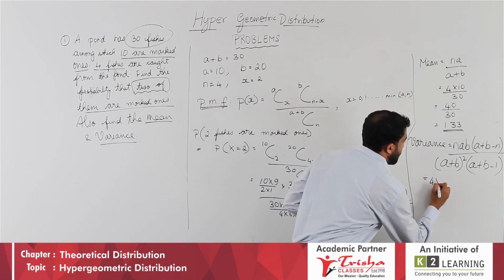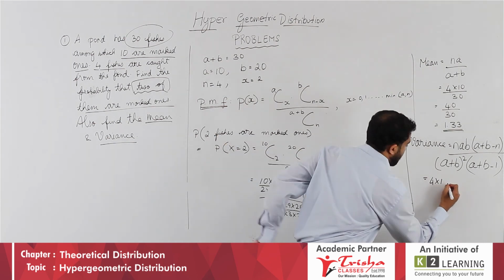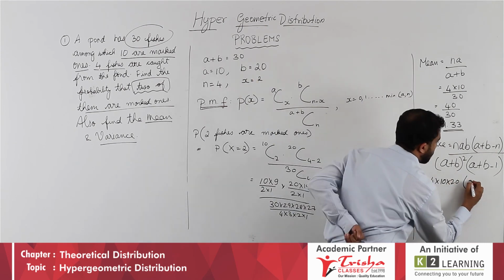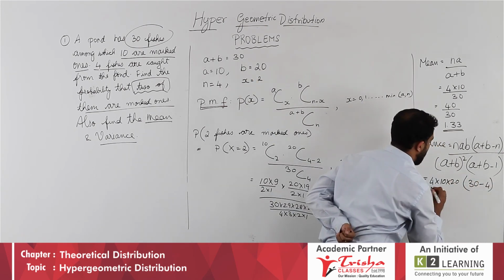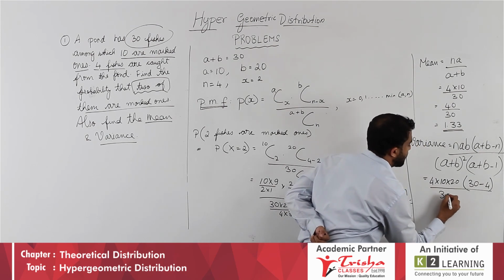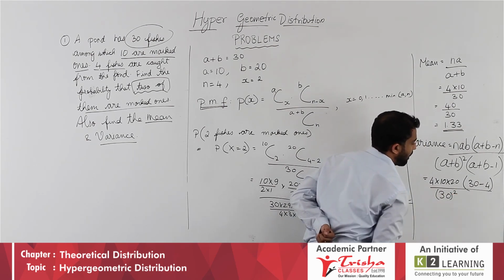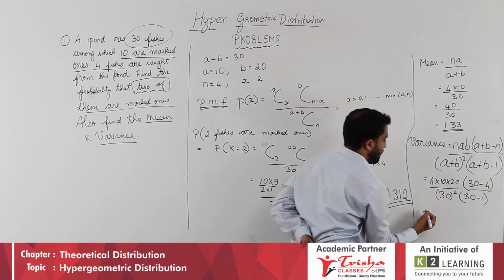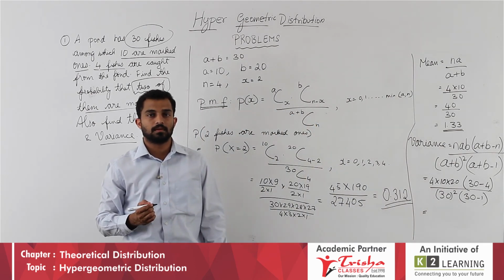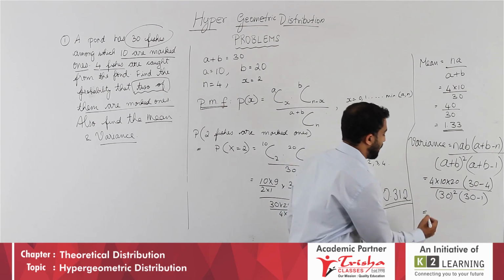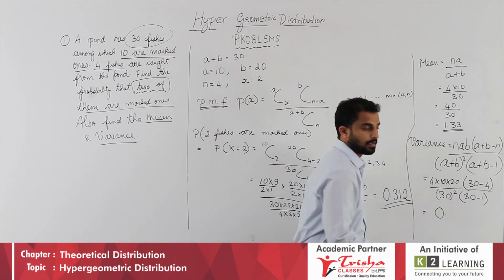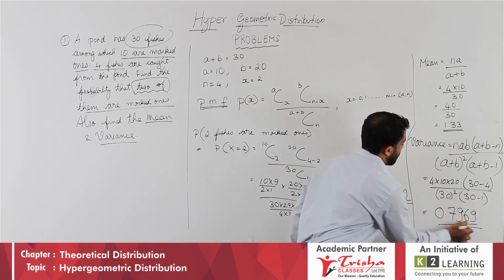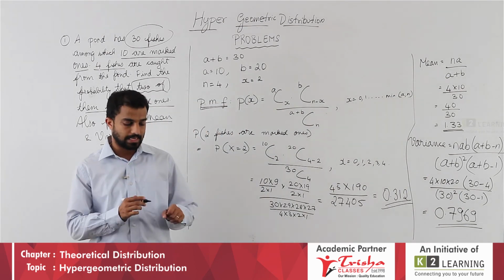N is 4, into A is 10 into B is 20, open the bracket, A plus B is given to us 30 minus N is 4, divided by A plus B is 30 square into A plus B is again 30 minus 1. Simplify this quickly in your calculator, students. Once you simplify, you should get the final answer as 0.7969. If you get this, the answer is correct.